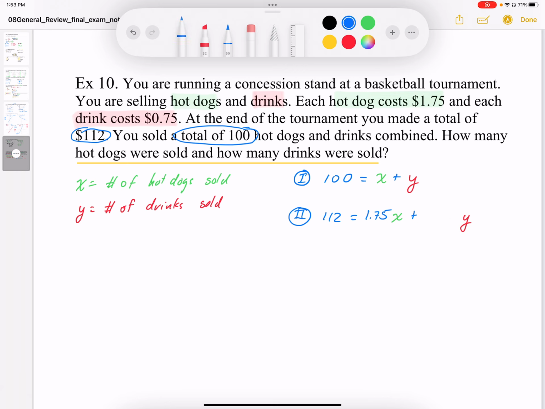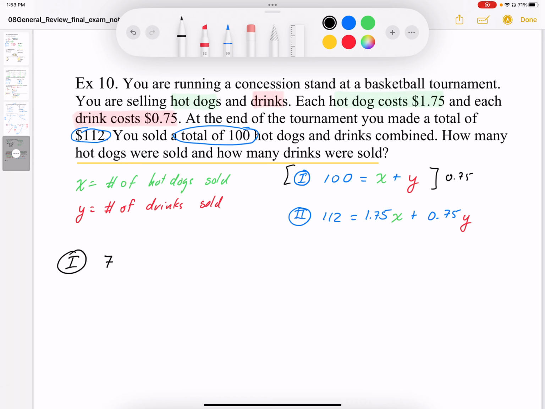So there represents my two equations. Okay, I have x plus y equals 100, and I have $1.75 times the number of hot dogs plus 75 cents times the number of drinks. Add that amount of money together, and I end up with $112. So since we did the last one by substitution, I'm going to do this one by addition subtraction. So I'm going to match my coefficient of 75 cents. So I'm going to multiply everything by 0.75 for equation 1.